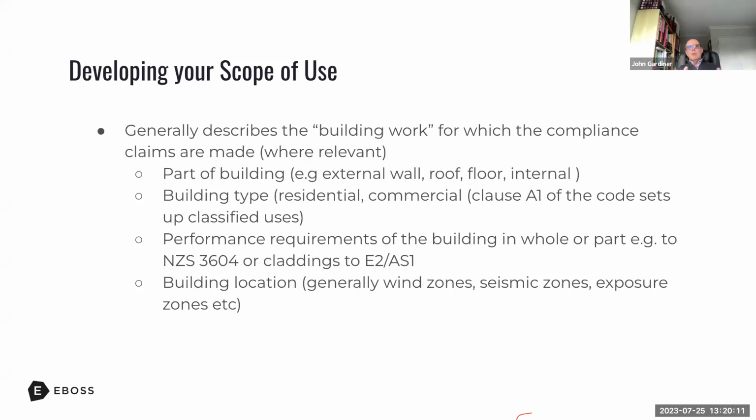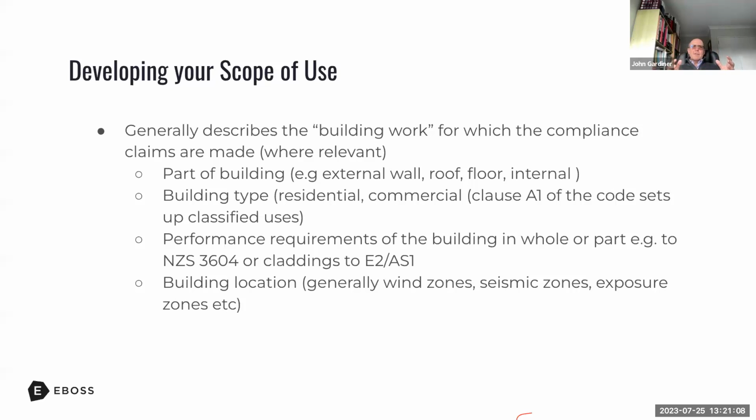Some other attributes: its structure, you might claim to 3604, or claddings to a particular type if you are, say, providing evidence for an underlay, for instance. The big one is often specifying the building location for which you make compliance claims. Wind zones and seismic zones are quite important drivers of structural aspects of building code compliance. Particularly if we're getting up to some of the very high wind zone areas in New Zealand, for windows, etc., sometimes you might have to limit your compliance information to certain wind zones because you haven't got the evidence to support wind at the very high levels that we do experience, particularly here in Wellington. Exposure zones are another one, more related to durability, about close to coastal areas, etc.